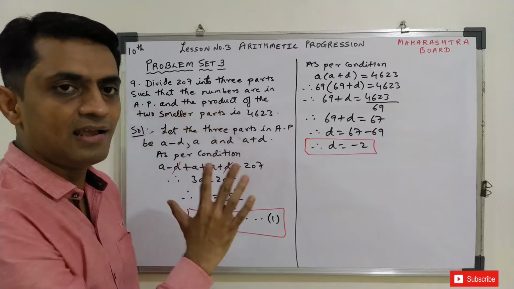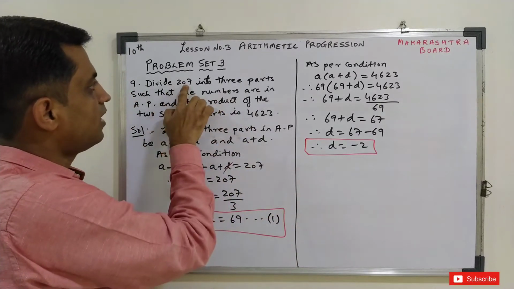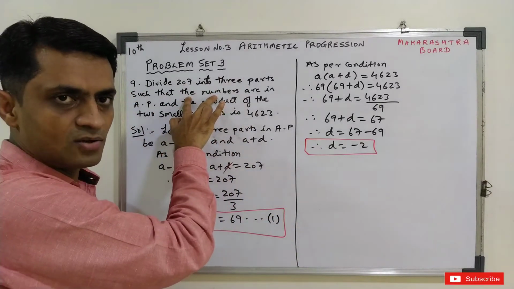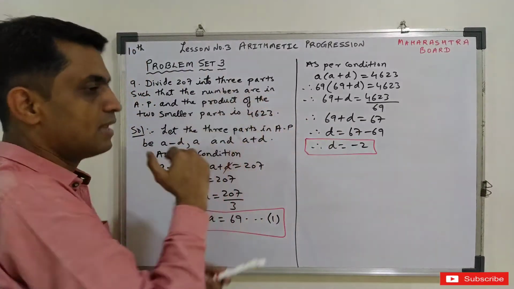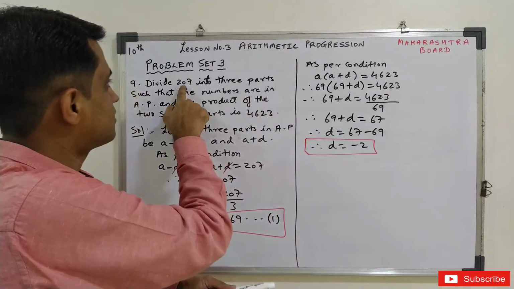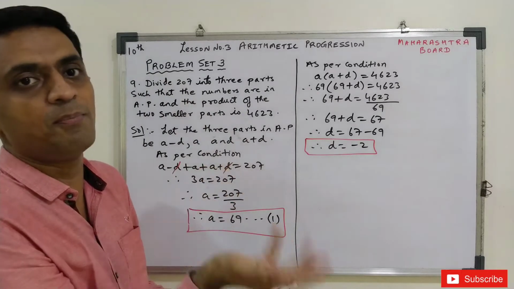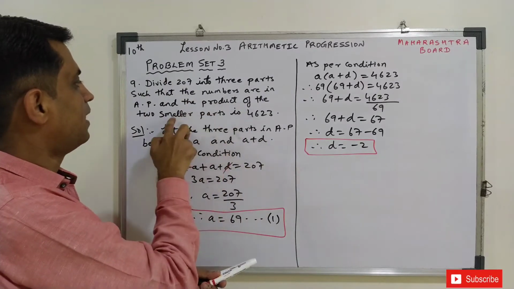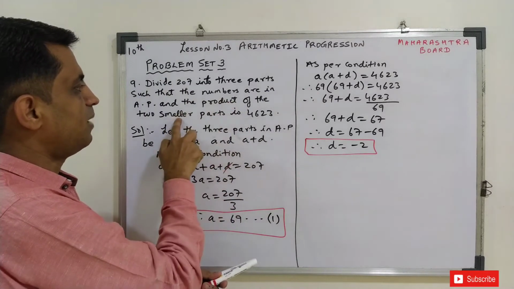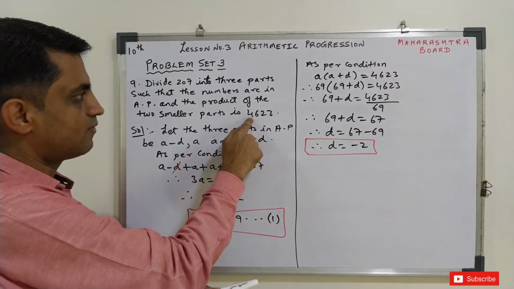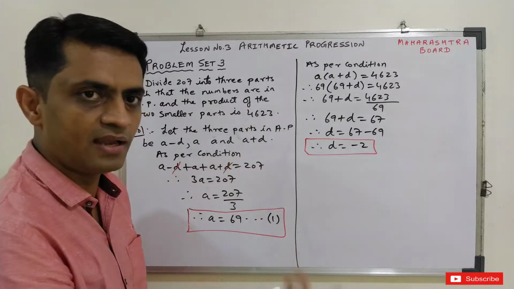They are not mentioned clearly here, but it is understood. You have to divide into 3 parts, not equal but 3 parts, such that the numbers into which you are dividing this 207 are in AP. And when you multiply the two smaller parts, you will get 4623. It means you have to find the AP.